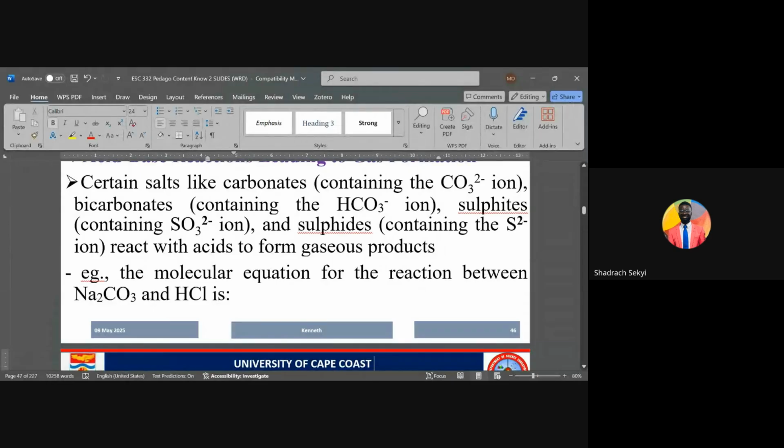Doc, I think we are done. Okay. The female should come first. Okay, Doc, I'm starting. Can I start? Yes, please. Okay, so sodium carbonate reacting with hydrochloric acid will form 2 molecules of sodium chloride, that is 2 NaCl, plus 1 molecule of water, H2O, plus 1 molecule of carbon dioxide, that is CO2.